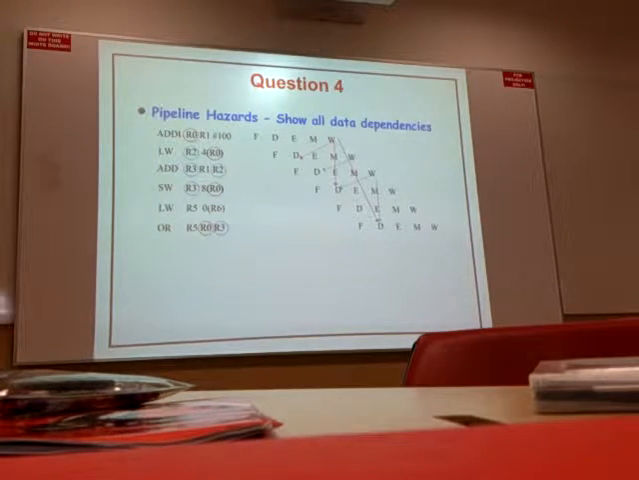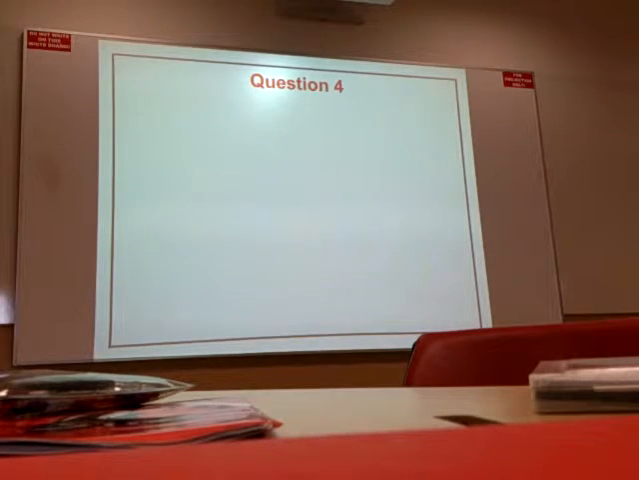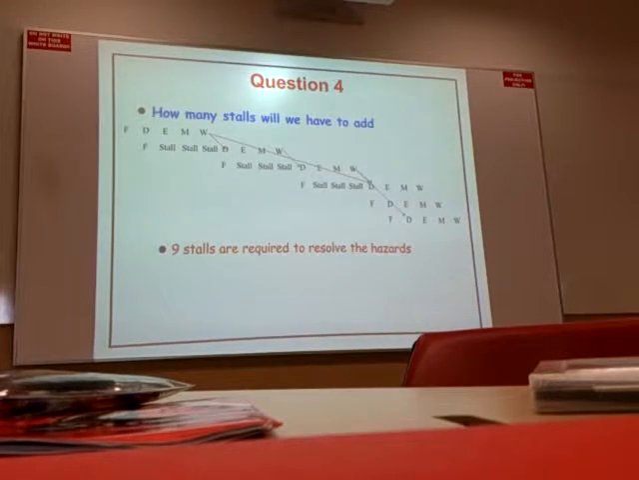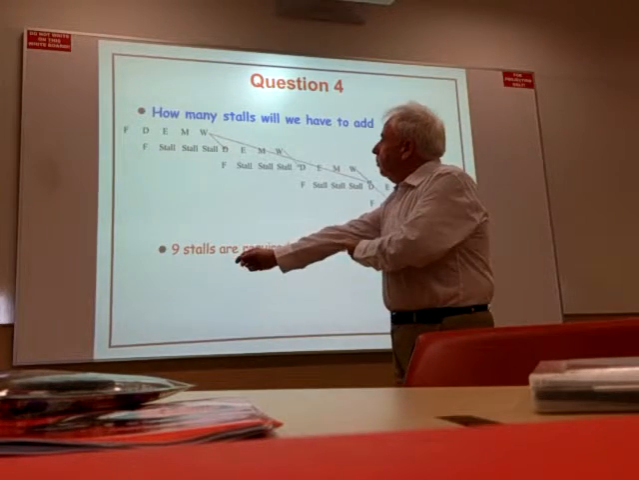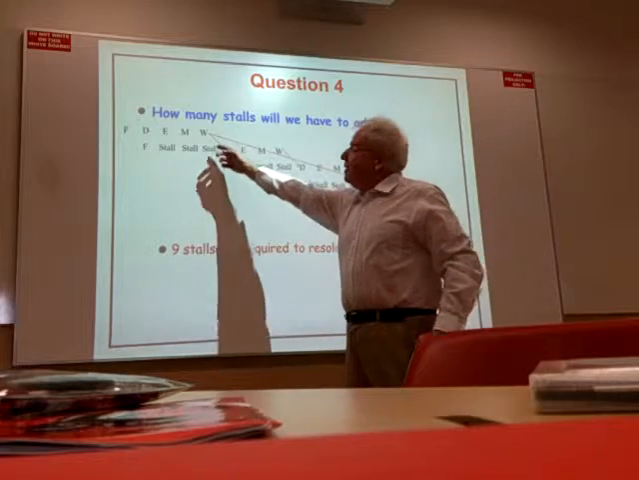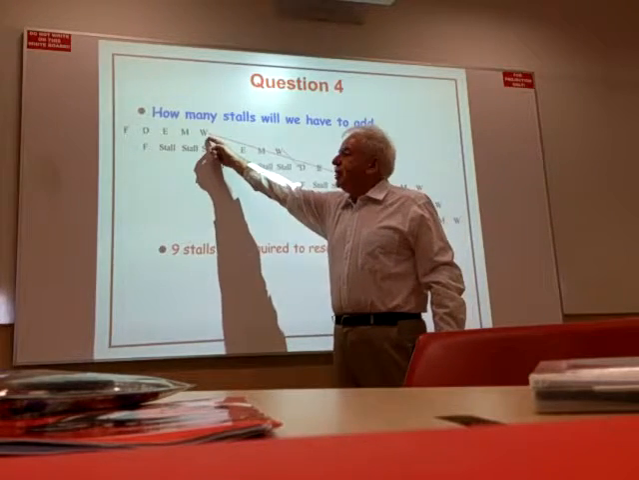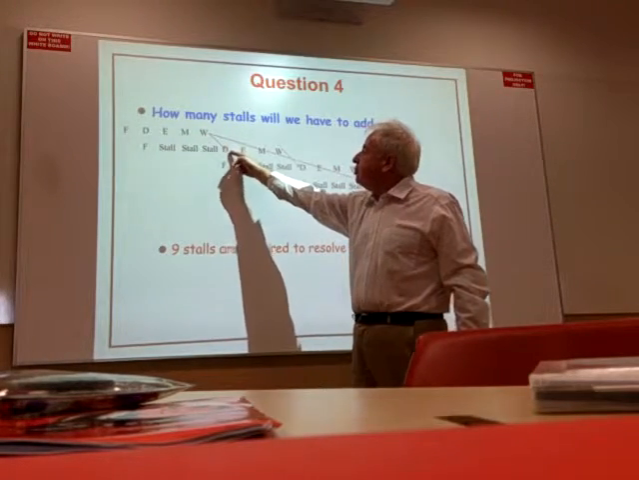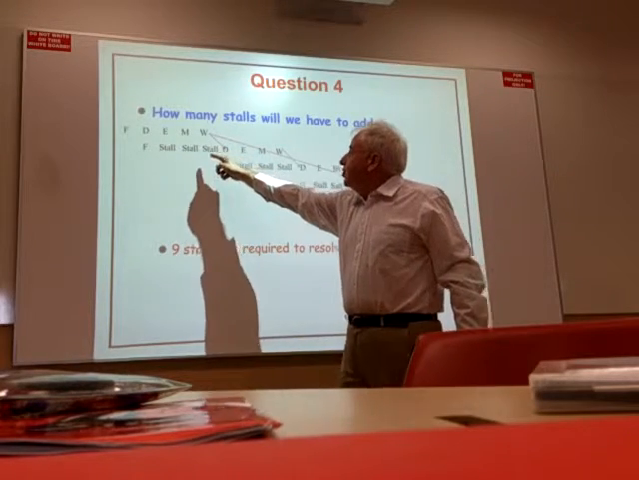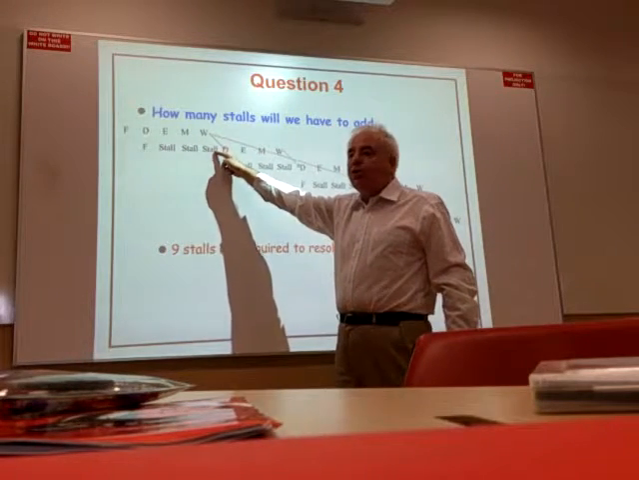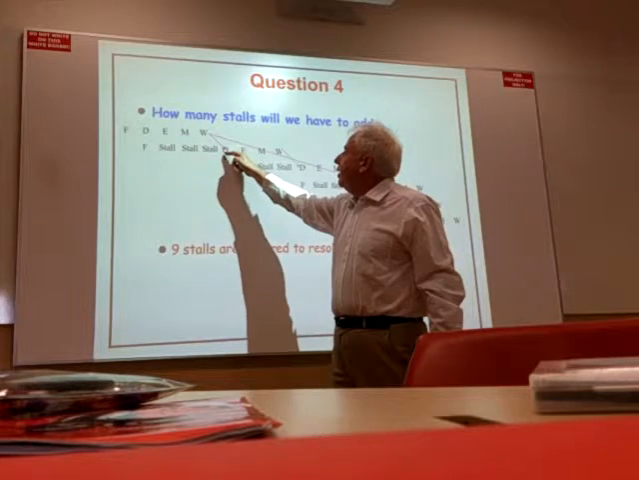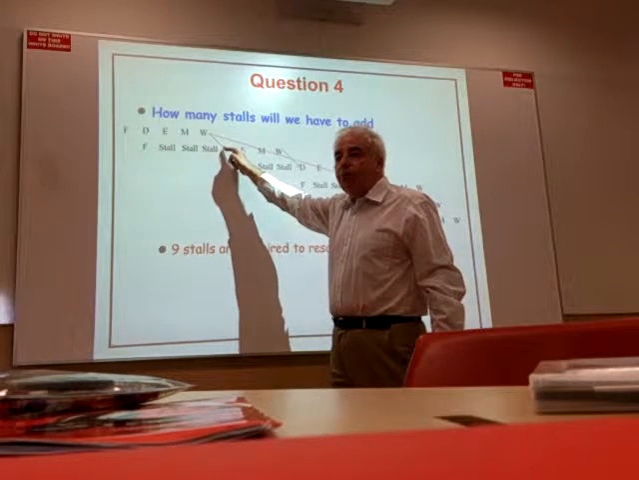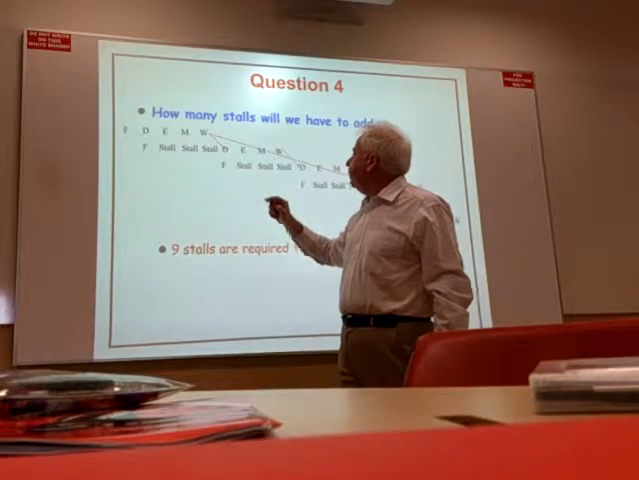Why 9? Okay, the first two instructions got 6 already. Let's see how many stalls we have to add. We had a dependency between the first instruction and the second instruction, so we have to insert 3 stalls so that we don't try to use the value of R0 before it's ready.